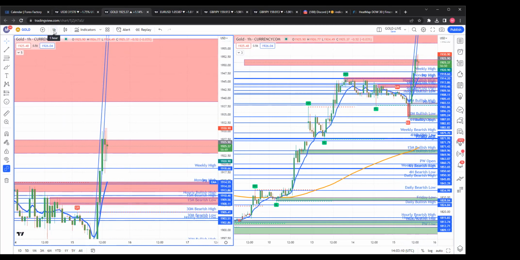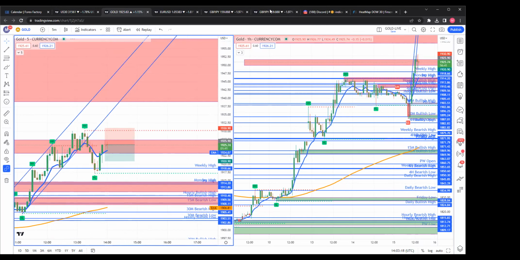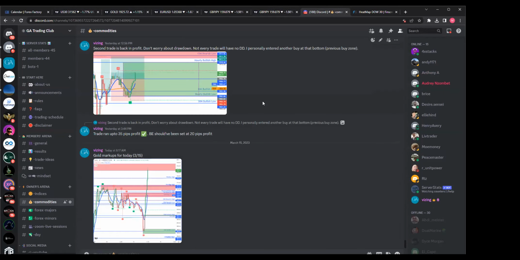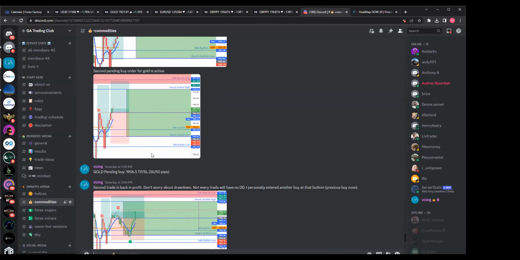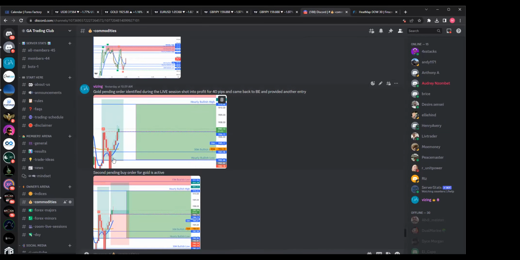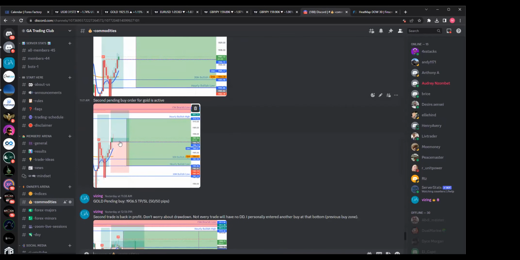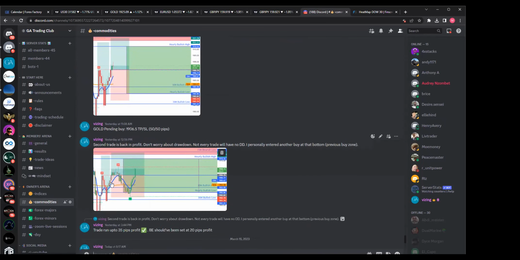Yesterday we did take trades on gold. I know the markups are not in this chart, so I'll go back to the Discord and show you guys the trades that I sent out for gold. These are the trades right here. Gold pending buy, that was the first one. It went straight into profit, should have been in at break even. And then this is the next trade, the pending trade that triggered. When it triggered, it almost hit our stop loss. We had, I think, a 50 pip stop loss, so you can see gold almost took us out.